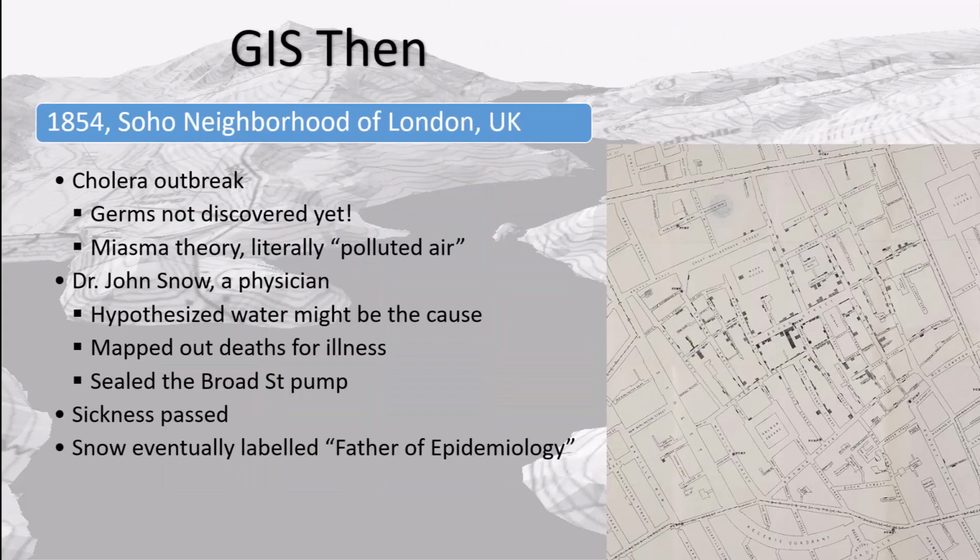Now I'd like to end by sharing 2 examples of GIS to highlight just how powerful it was and how powerful it's become. This first example is one of the first uses of spatial analysis to tell a story. The year is 1854 in the Soho neighborhood of London, the United Kingdom, and there was a massive cholera outbreak.